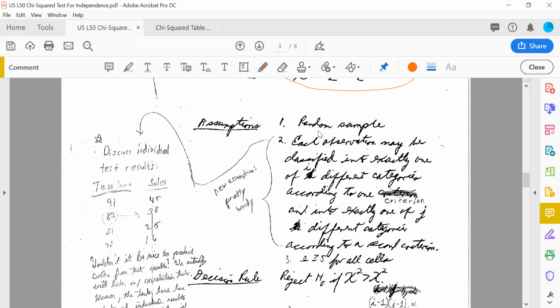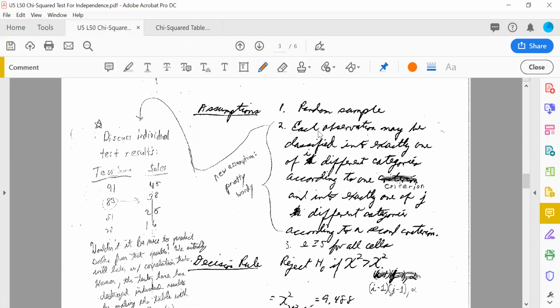The assumptions are some same, some different here. Random sample of data. Okay, great. Assumption number 2 can be a little bit wordy. Each observation may be classified into one of I different categories according to one criterion and exactly one of J different categories of another criterion. In other words, I would be the sense of humor, that criterion, and there's 3 categories of it. J would be volume of sales, and that's also 3 categories, low, average, and high volume of sales.